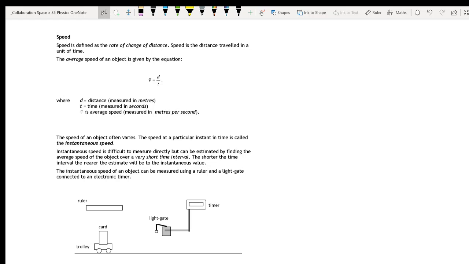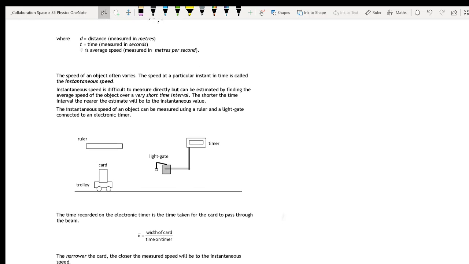Speed is defined as the rate of change of distance, so how quickly the distance changes. Speed is the distance travelled in a unit of time. And the average speed is given by the equation, average speed is distance divided by time. Okay. And remember the little bar on top means average. So average speed is distance, which is measured in metres, time measured in seconds, and V bar on the top is the average speed in metres per second.